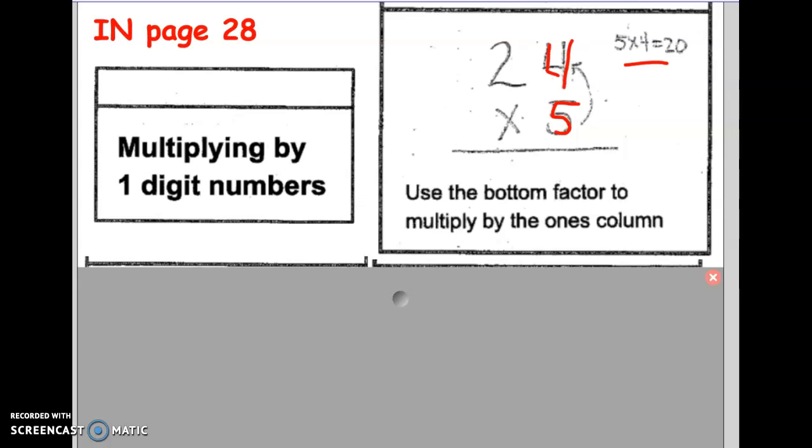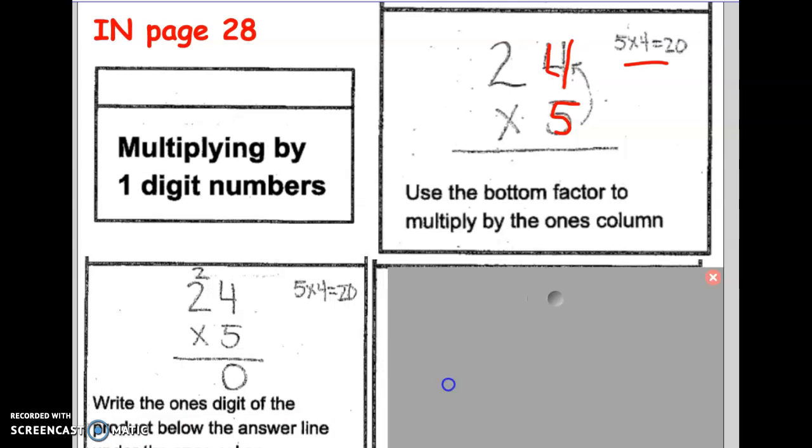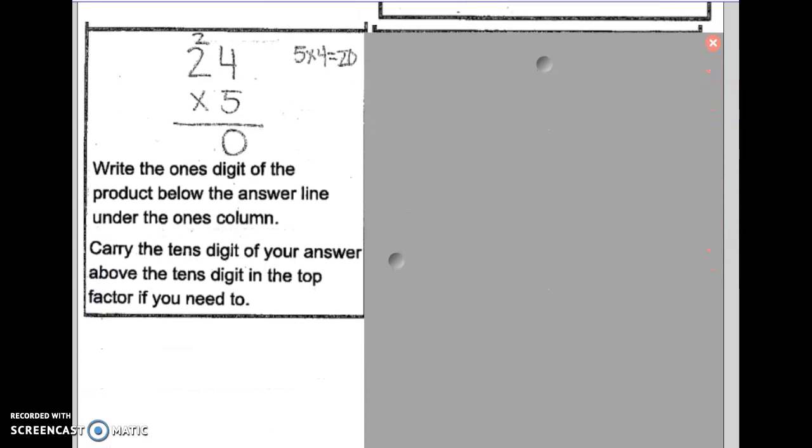Now we are going to move on. Knowing our answer is 20, we're going to move on to the next part of the problem. So flip up your flip book. 5 times 4 is 20. We kept that in our head. We're going to put the 0 in 20, the ones place, under the ones column, and we're going to carry that 2 to the tens place because the 2 in 20 is in the tens place. Okay? So the written directions there on your flap tell you to do just what we did together.